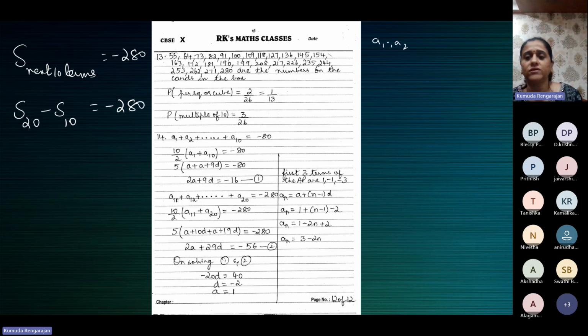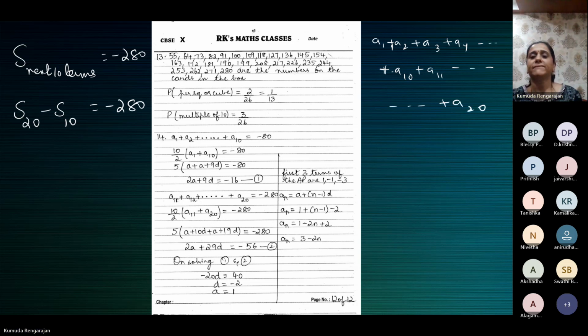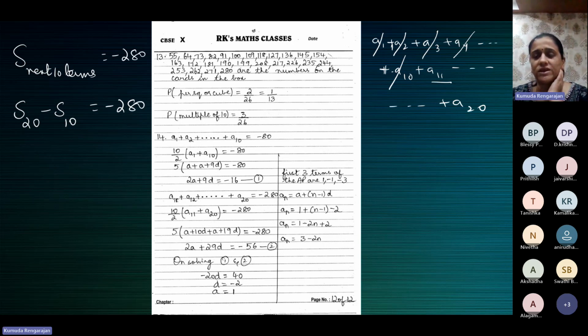A1 plus A2 plus A3 plus A4, like this goes on till A10 plus A11, like this till A20. So this is S20. What is S20? A1 plus A2 plus A3 plus A4, and so on till A20. From this, if you remove S10, that is A1 plus A2 plus A3 plus A4 till A10, you'll get the sum of the next 10 terms. See here, A11 to A20. So the sum of the next 10 terms will be the sum of the first 20 terms minus the sum of the first 10 terms is equal to minus 280.